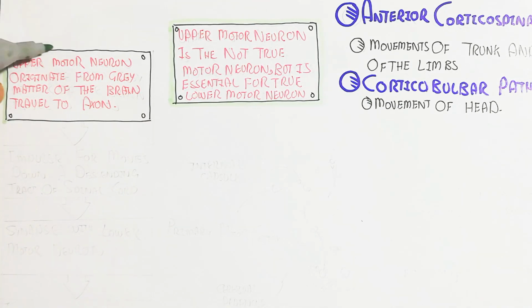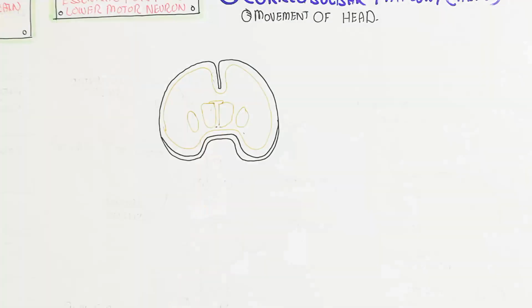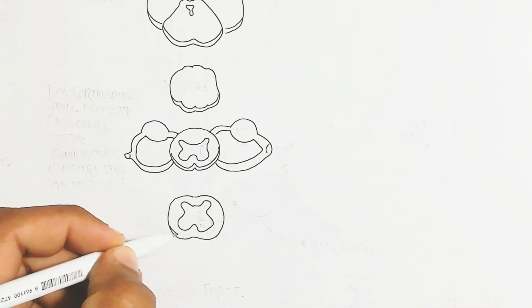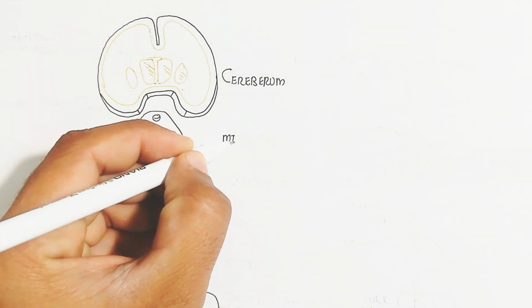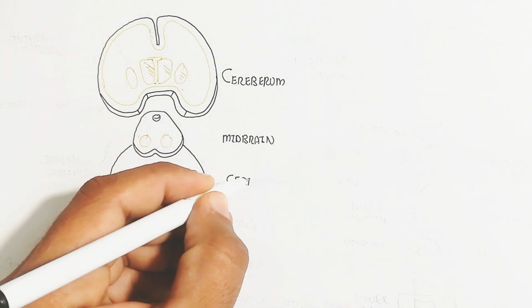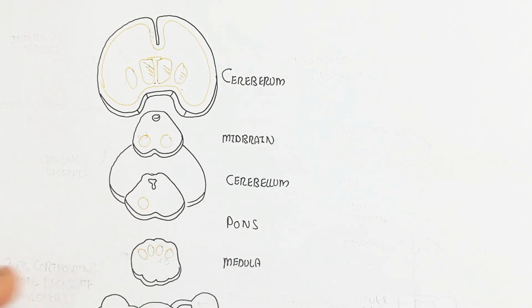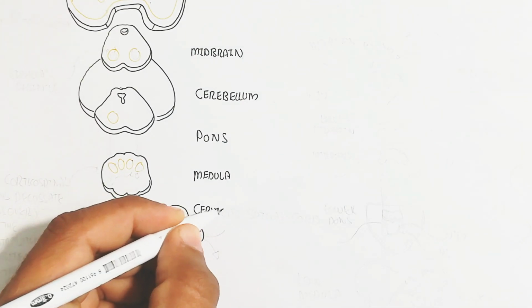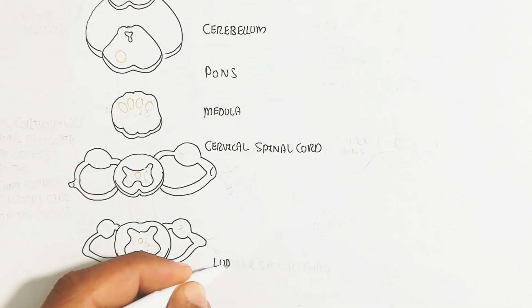Let's begin to understand via a cross section of the brain. First, I will draw a cerebrum. The cerebrum has the primary motor cortex, the primary sensory motor cortex. Here you can see the thalamus and the internal capsule are present. This is the midbrain, cerebellum, pons, medulla and cervical spinal cord as well as lumbar spinal cord.